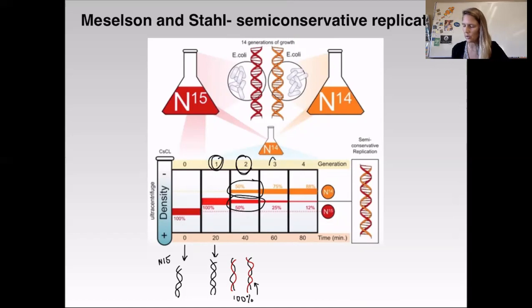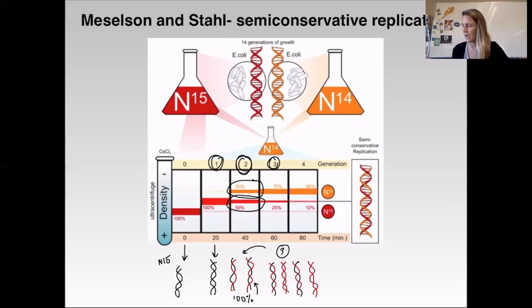Then they looked at generation 3. And I highly recommend that you draw these out if there's a question on this on the test. So in generation 3, these guys separated, right? So we had those separated and these separated, and they're still growing only in N14. So now every new strand is N14.